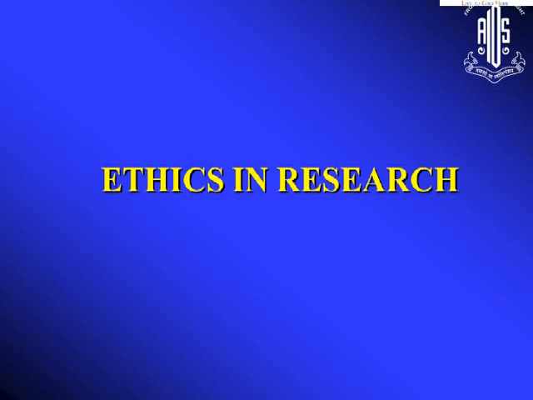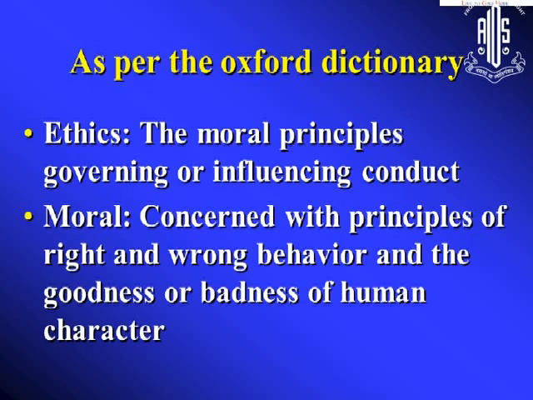And then you come to ethics and research. As per the Oxford Dictionary, there cannot be any definition of ethics, there cannot be any fixed guideline for ethics. What is the dictionary meaning? The moral principles governing or influencing conduct. So no one can define what is included and what is excluded. And what is moral? The meaning is concerned with principles of right and wrong behavior and the goodness or badness of human character. But there is nothing which is universal. Even this, one may be bad at one place, may be good at another place.